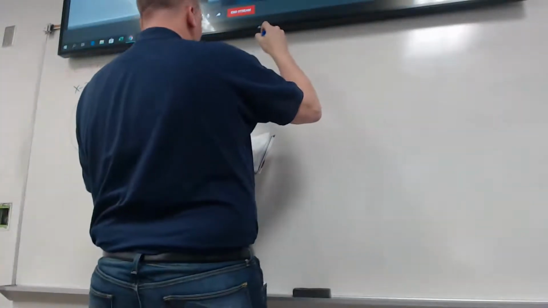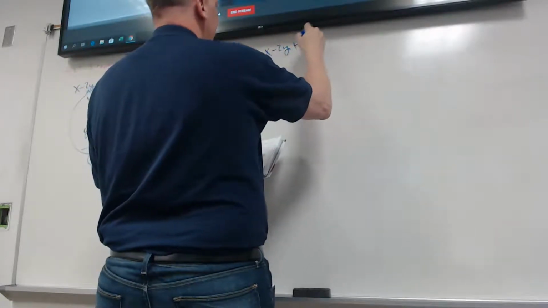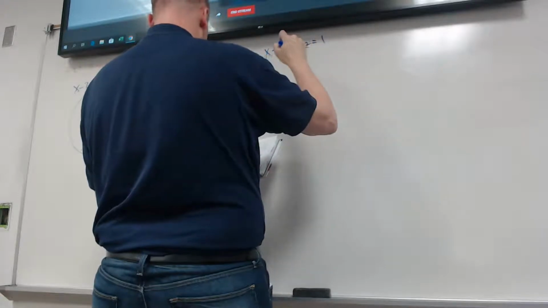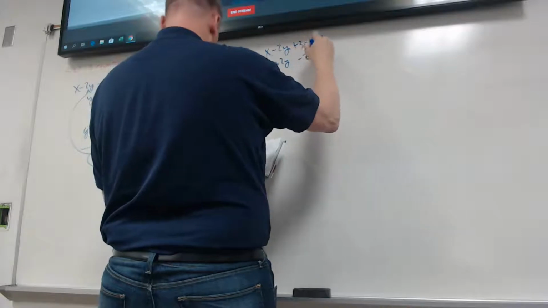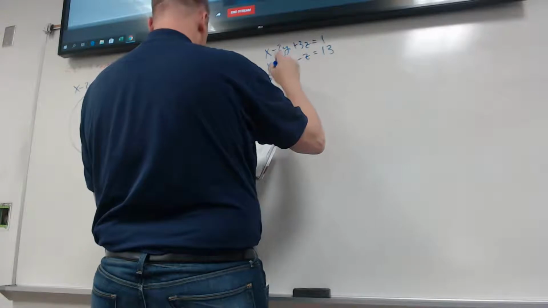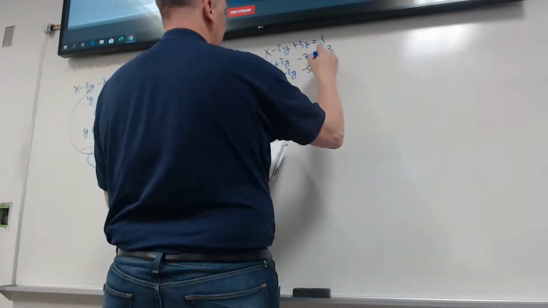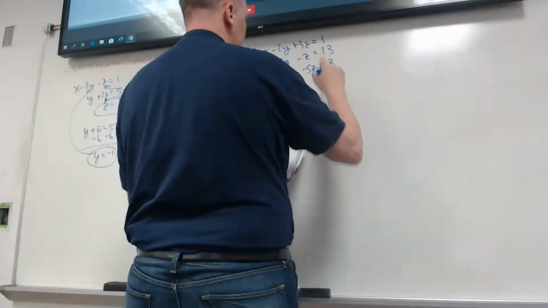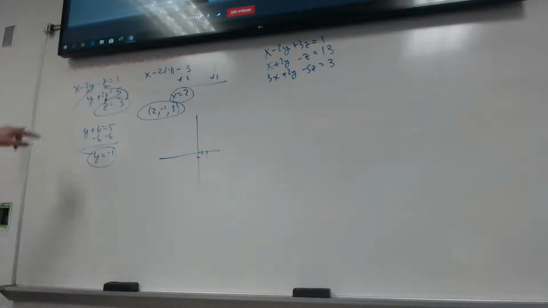Okay? So let's solve one that's a little bit harder. How about x minus 2y plus 3z equals 1. x plus 2y minus z equals 13. And 3x plus 2y minus 5z equals 3. Okay? So 3 equations, 3 unknowns. This one was nice because you could kind of back solve, and it was nice.